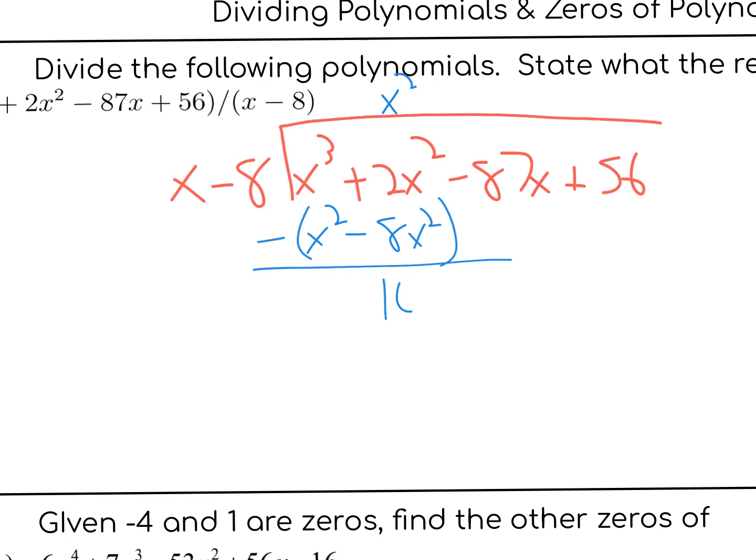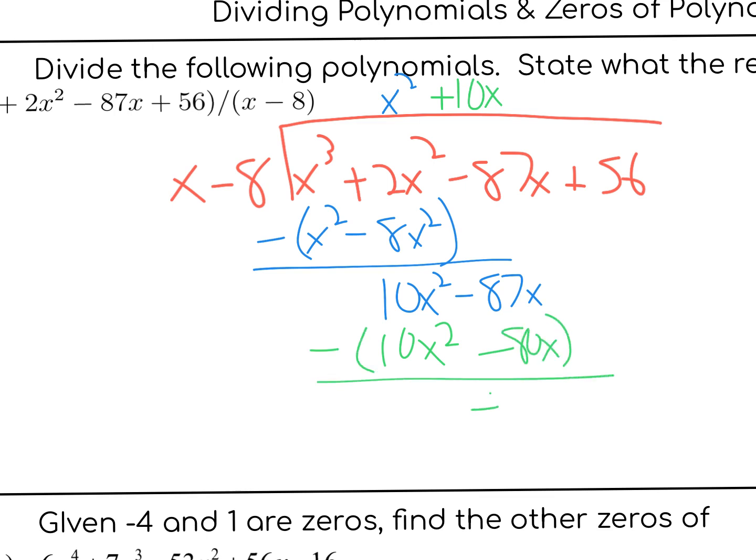Subtract down. You get 10x squared minus 87x. What times x is 10x squared? That's 10x. So 10x squared minus 80x. Subtract down. That's going to be negative 7x plus 56. So let's put a minus 7 up here, because negative 7 times x is negative 7x plus 56. Subtract down. Oh, look, I get 0.